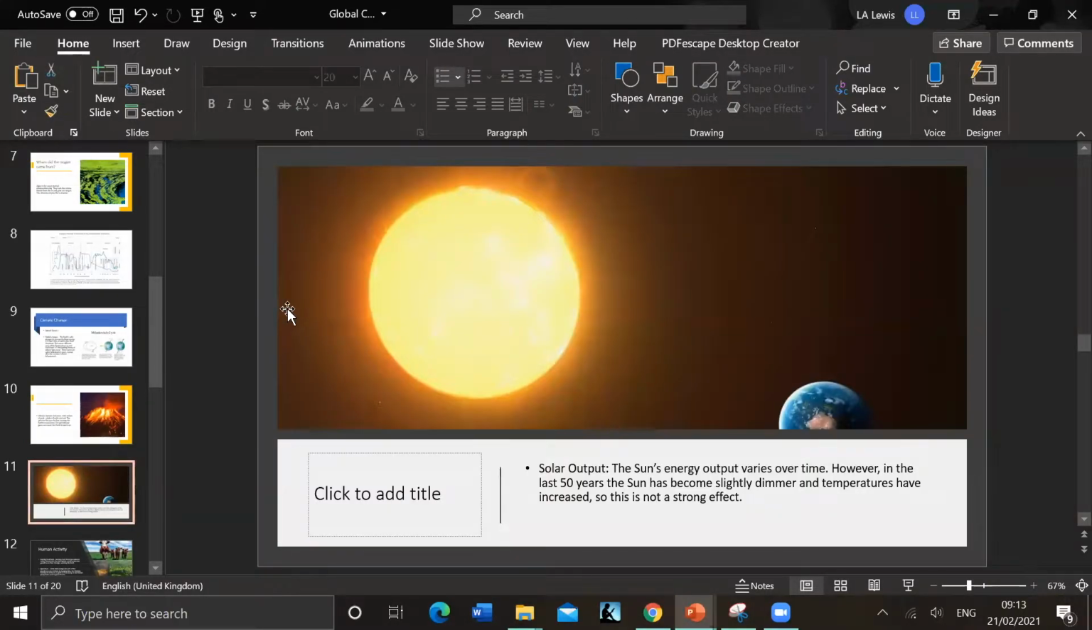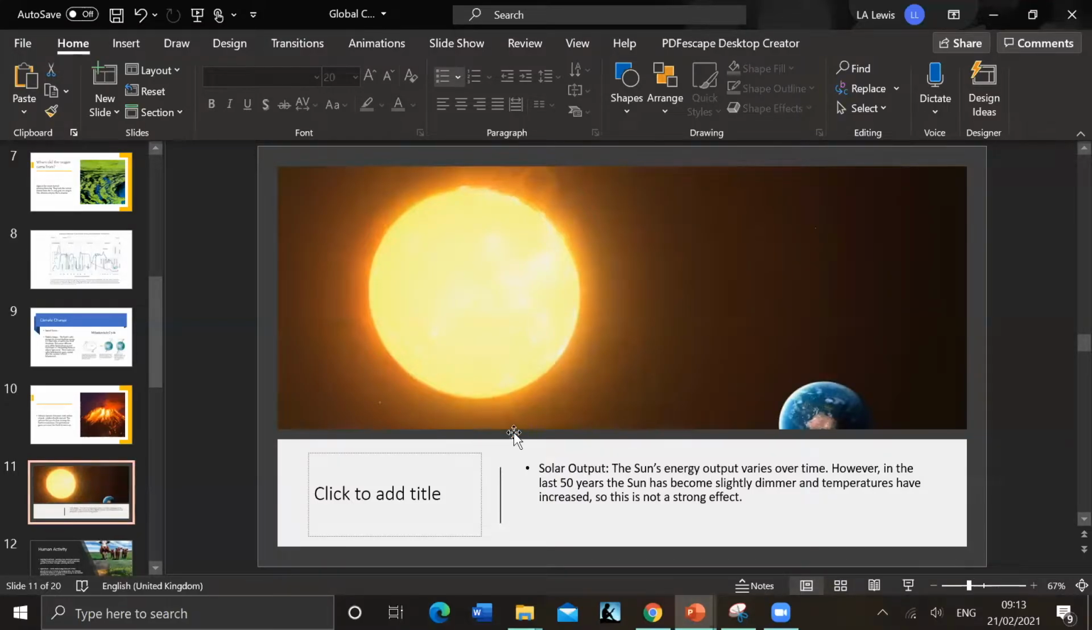Also, the sun. Not mentioned that much, but solar output. The sun's energy, just naturally because it's a star, varies over time. It goes in cycles as well. So it goes a little bit dimmer. We don't notice it with our eyes, but scientific instruments can notice it. So it varies over time.